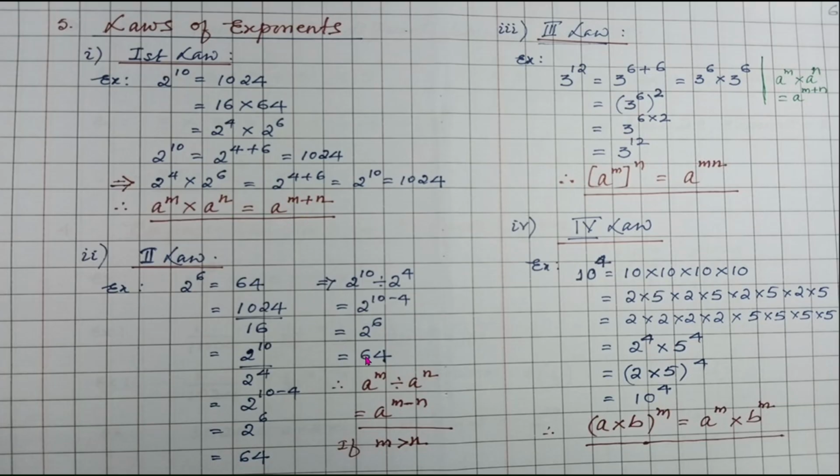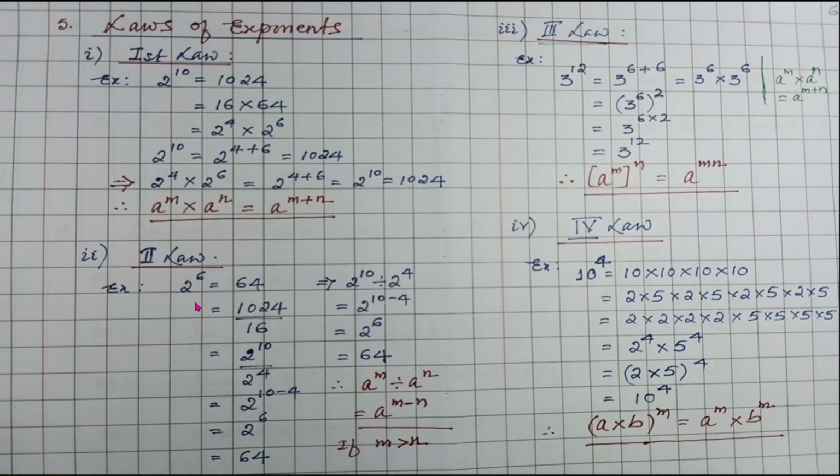Now the second law. The second law states that a raised to m divided by a raised to n. Again I'll repeat, a raised to m divided by a raised to n. That means a is multiplied m times here, when divided by a multiplied n times, we get a raised to m minus n. Rather, it is nothing but multiplication of a m minus n times. But here m is greater than n.